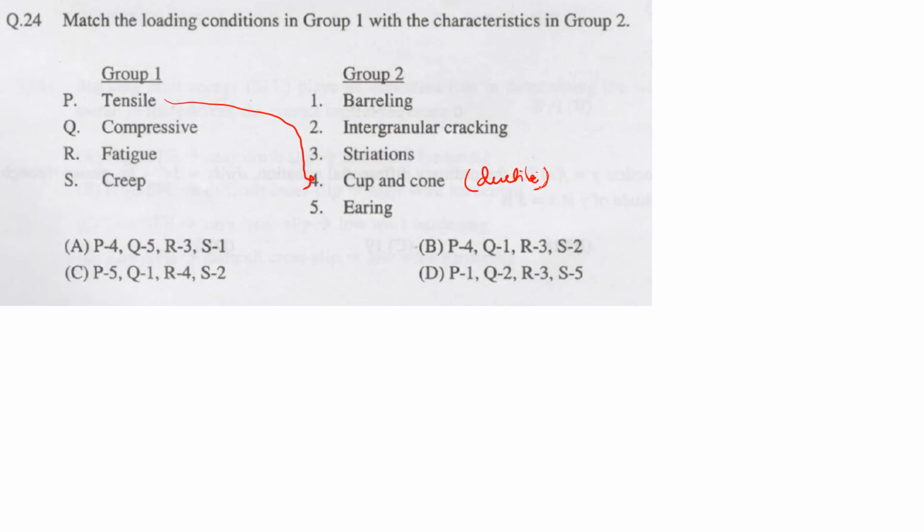The compressive, when we do the compressive, like we have the specimen, we do the compressing, then what will happen in the middle, it will be somewhat like a bulge, it will form, so that is called barreling. Then in the case of fatigue, we understand it contains striations, right? Then creep, so creep we also understand it is forming intergranular cracking, because it is happening at higher temperature, so this will match with option B.